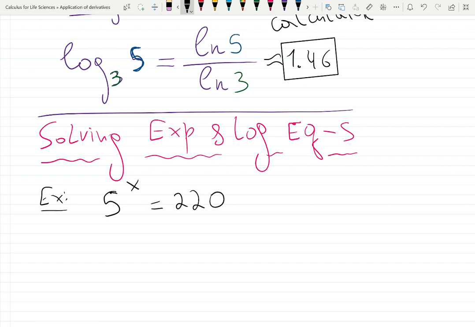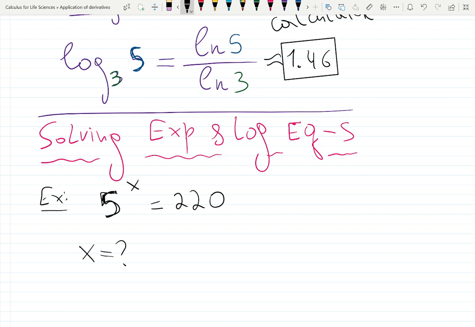That's the thing, lots of processes in biology and nature, or medicine, have exponential growth. 5 raised to something gave you 220. So you show up to the lab and the result is 220. You know this is the result of an exponential function. 5 was raised to the time t, in this case x. So how much time did it take to get to 220? This is an inverse problem. You want to solve for x. How would you do it?